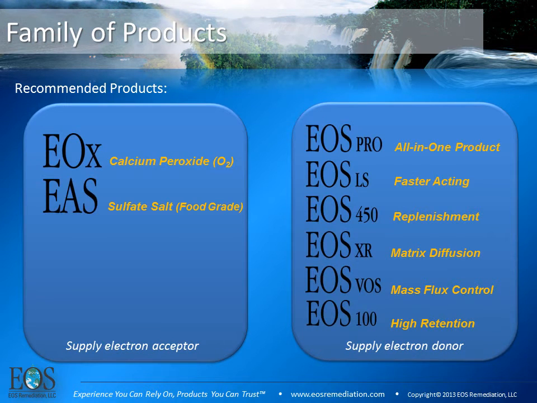At EOS, we have several products that would fill this role. On the electron acceptor end, we've got oxygen and sulfate. And on the electron donor side, we have several different formulations of emulsified vegetable oil. That's the same vegetable oil you would use to cook food with. We've just emulsified it in water and added some other proprietary ingredients to it that the microbes favor. And then each emulsion has a specific application.